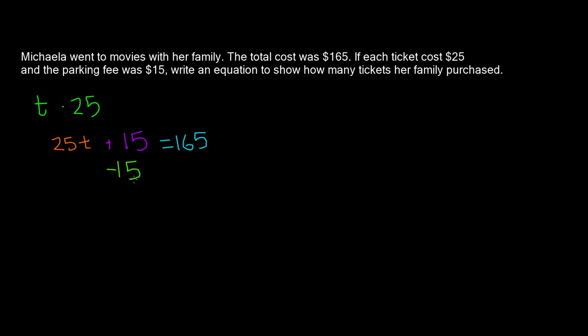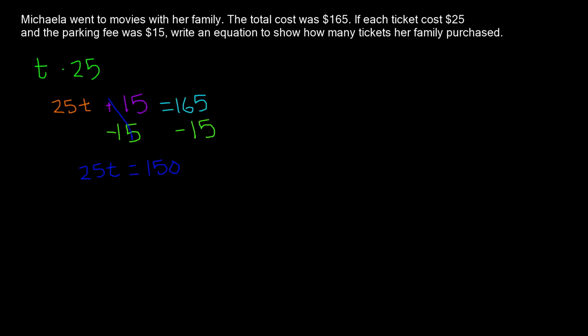And remember, whatever you do to one side, you have to do to the other side to keep a balance between the equations. So remember, an equation has to be equal on both sides, right? So if I do minus 15 here, I will do minus 15 over here as well. Now we know that positive and negative will cancel each other out if it's the same number. So we're left with 25t is equal to 165 minus 15, which is equal to 150.